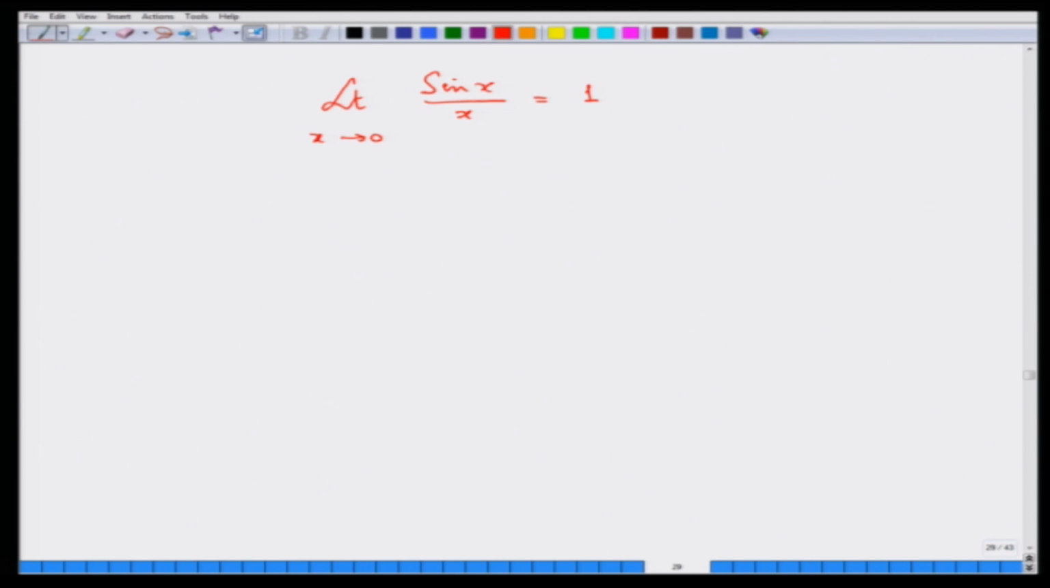In what way is this limit useful? For example, if I ask you to compute the limit of, what will be the answer?